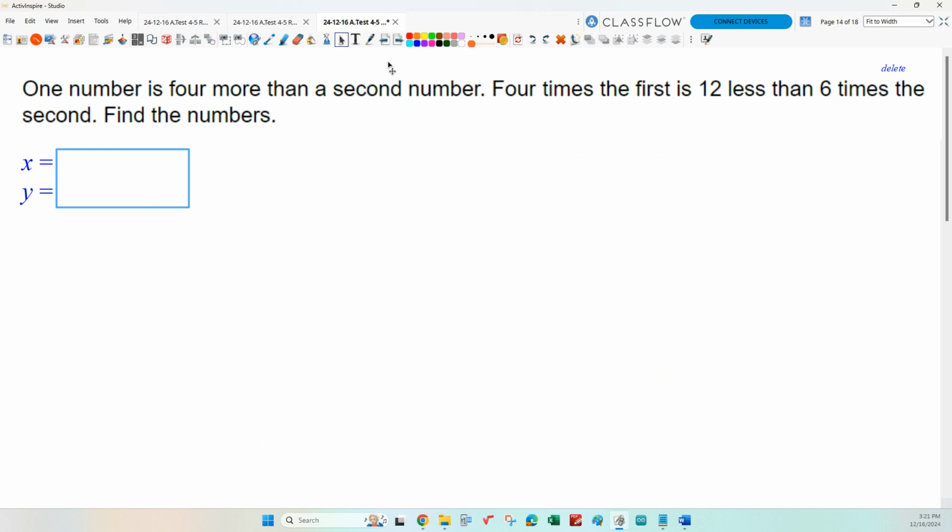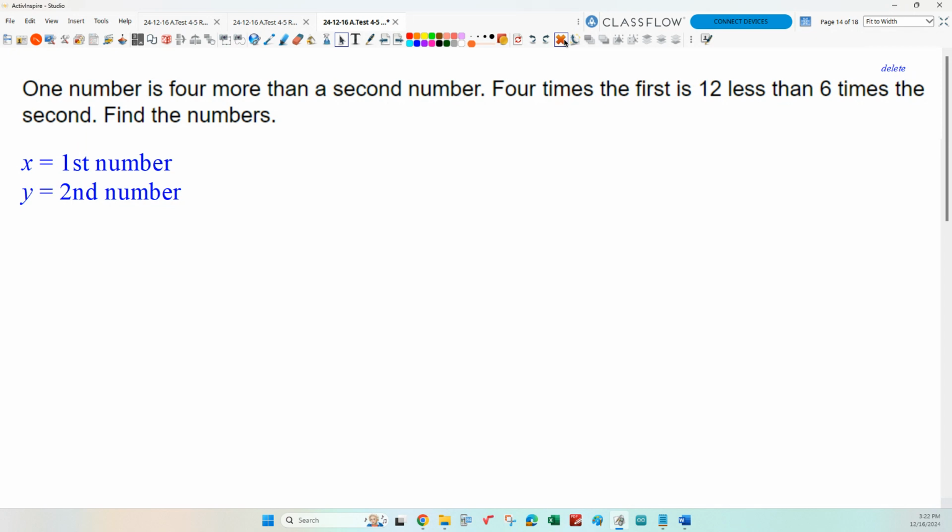Application here. One number is 4 more than a second number. 4 times the first is 12 less than 6 times the second. Find the numbers. How many numbers are we talking about? 2. So I only need 2 variables, call them x and y, the first number and the second number. How many equations do I need? 2. So the first equation must come from the first sentence.